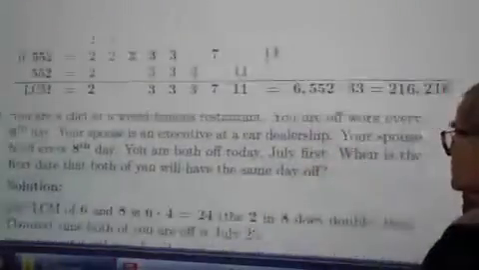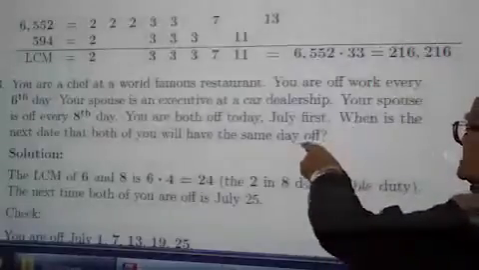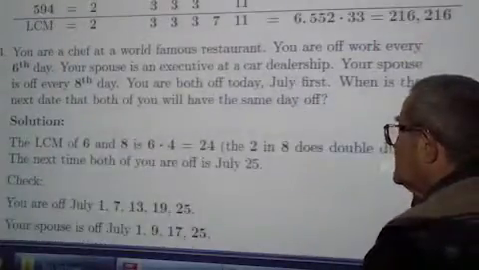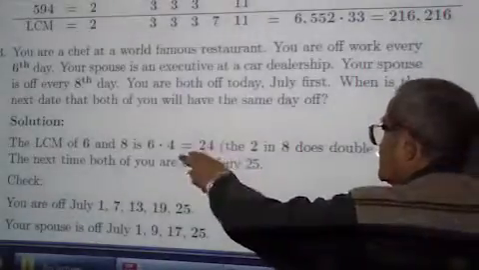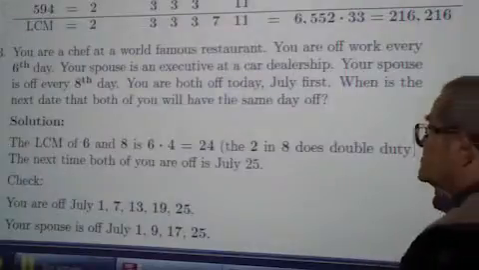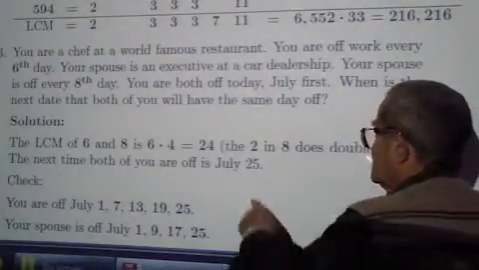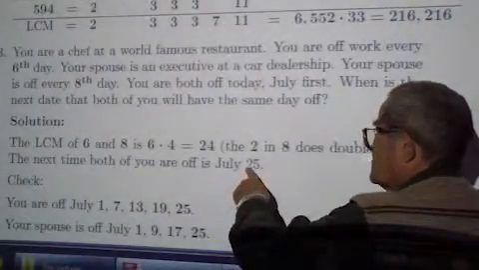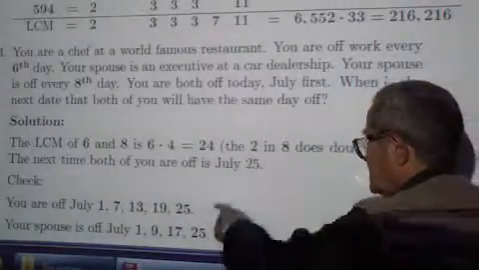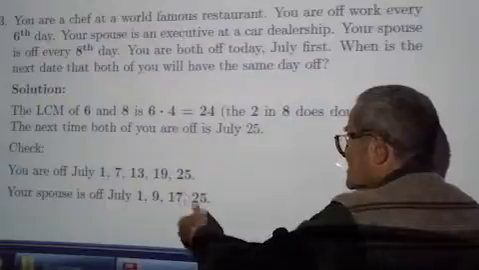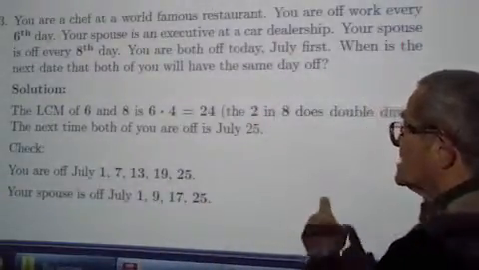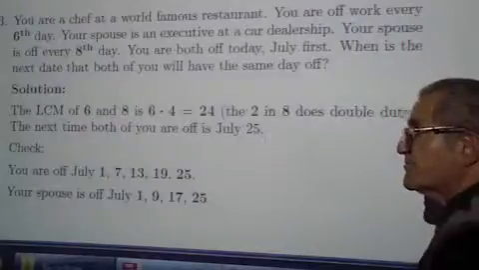You're a chef at a restaurant, you are free every 6th day, your spouse is free every 8th day. When do you meet again? What's the least common multiple of these? It is 24. So you meet again 24 days later. Today was July 1st, so that'll be July 25. And here's a check. I hope you did not do it this way to get the answer. The trick was least common multiple.